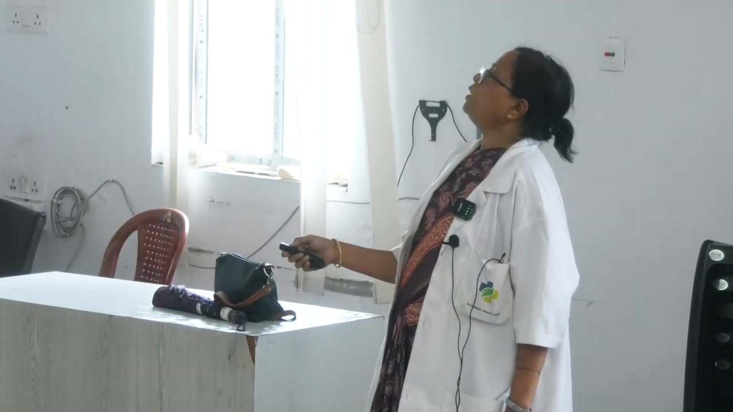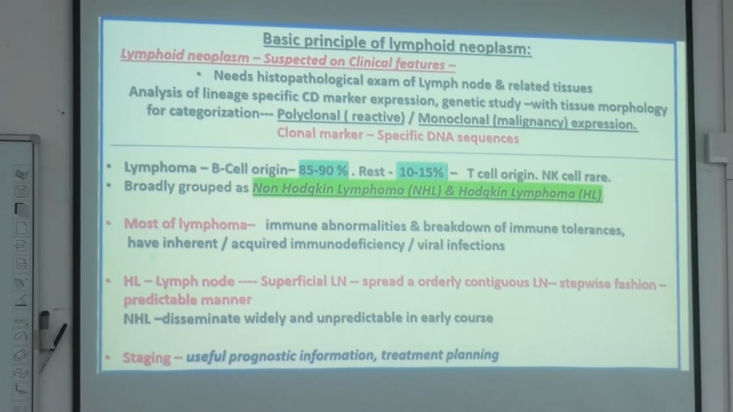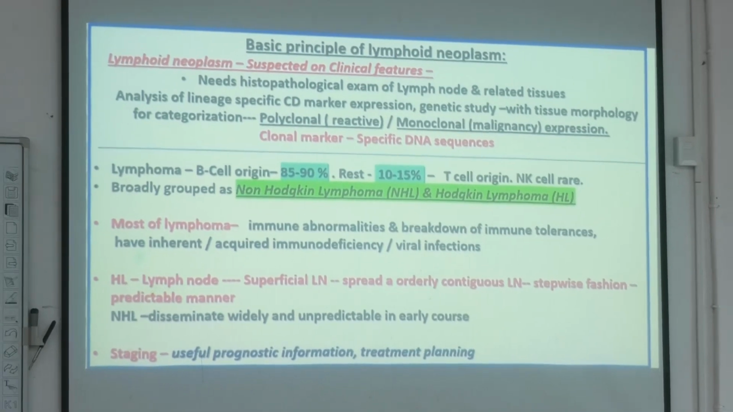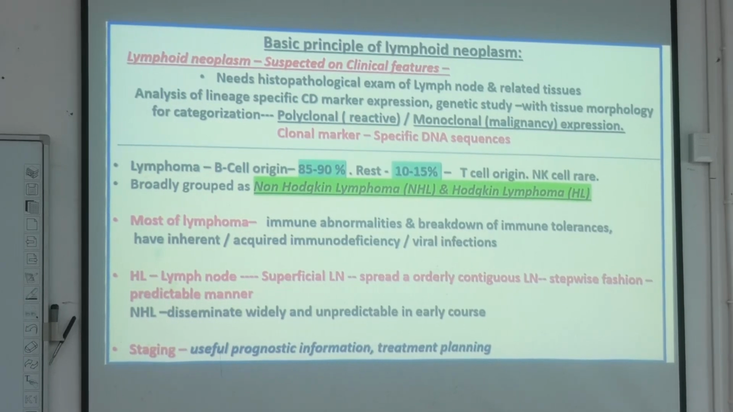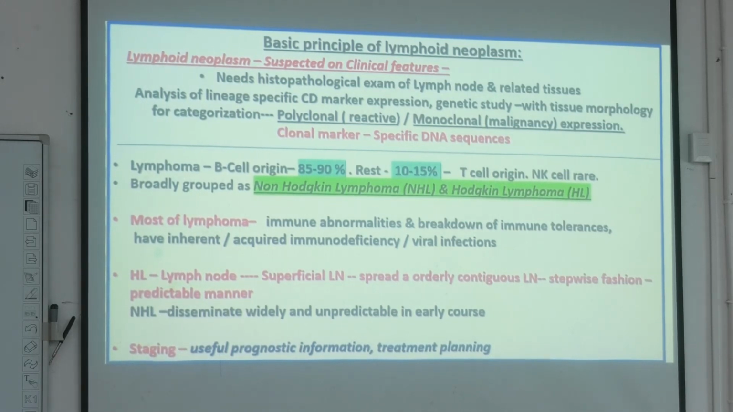Another thing, for this categorization, is that monoclonal is the expression of malignancy. When it is of polyclonal origin, it is reactive in nature. So an enlarged lymph node doesn't mean that it is a lymphoma. When the expression is polyclonal, it is reactive in nature. But when it is a monoclonal proliferation, there is a suspicion of malignancy. That is the most important thing.